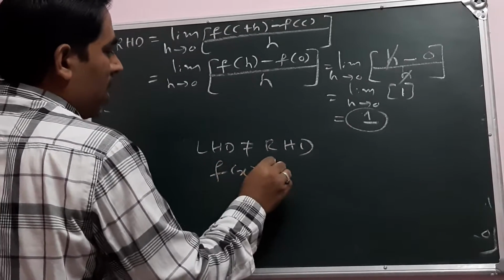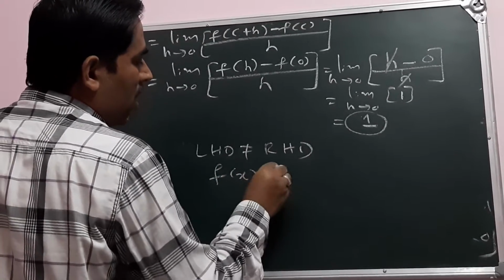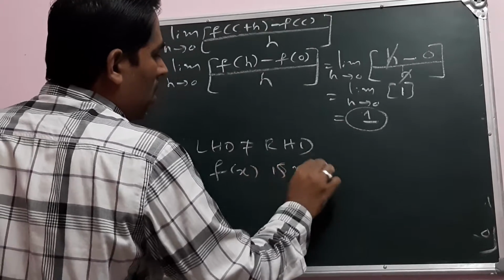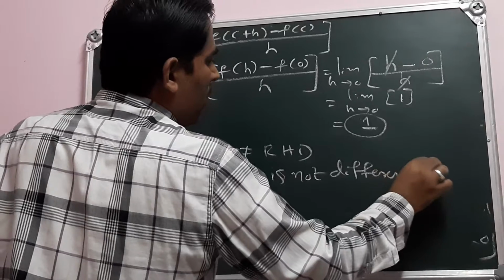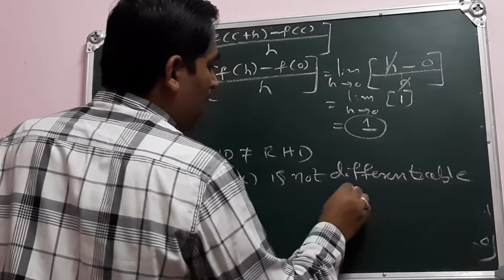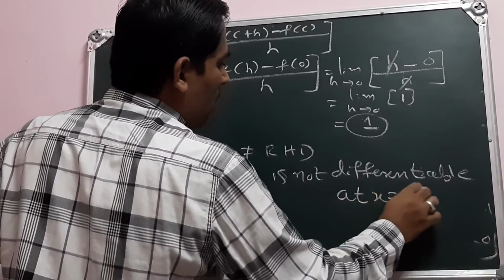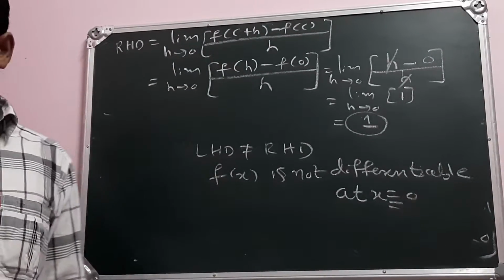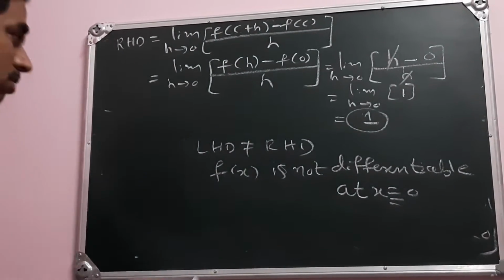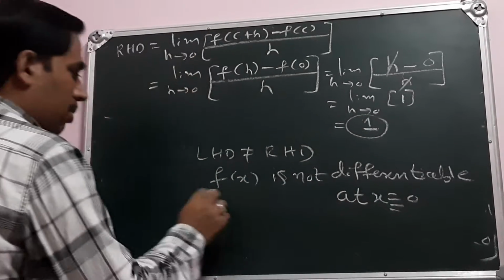Therefore, the modulus function is not differentiable. The modulus function is not differentiable at x is equal to 0. So what is the conclusion here? The function is not differentiable. The problem is over.